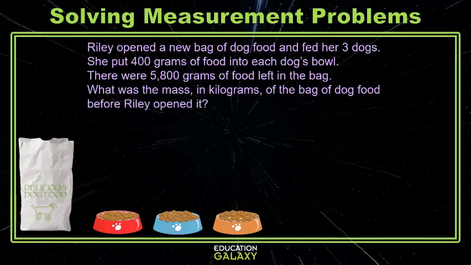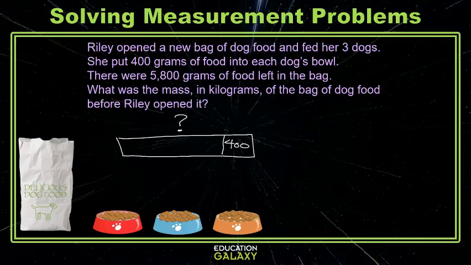We got this. Okay, so we've got this bag with some unknown amount in it, and the goal is to find that amount. We know that we have poured out already 400 for each dog, so let's throw that in here. And then we know that there's 5,800 grams left. So we're given all of the amounts that create the unknown total. So how do we find a total?